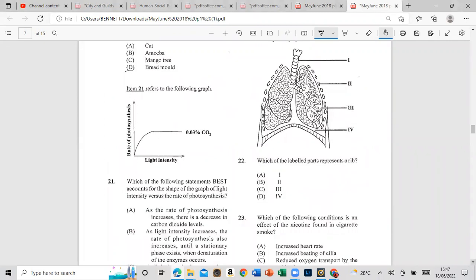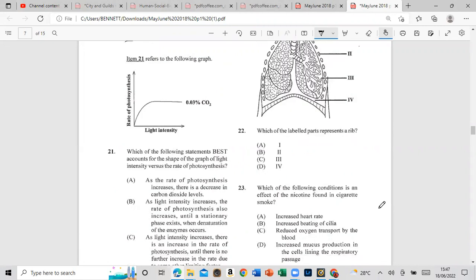Item 21 refers to the following graph. And there we have the rate of photosynthesis, light intensity, and the carbon dioxide percentage. All right, so it says, which of the following statements best accounts for the shape of the graph of light intensity versus the rate of photosynthesis? A, as the rate of photosynthesis increases, there is a decrease in the carbon dioxide level. That's not true.